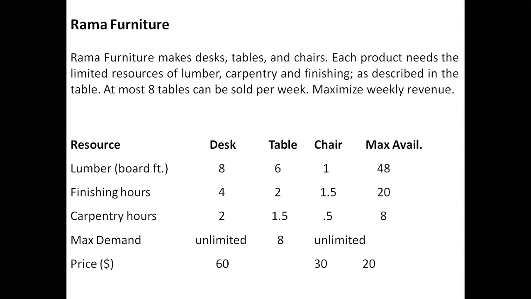Rama Furnitures makes or manufactures desks, tables, chairs. Each product needs limited resources of lumber, carpentry, and finishing. As described in the table, values have been given in the table, such that at most 8 tables can be sold per week. So the objective is to maximize the weekly revenue.